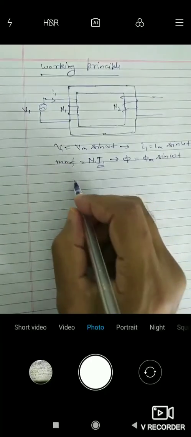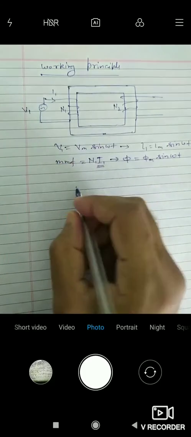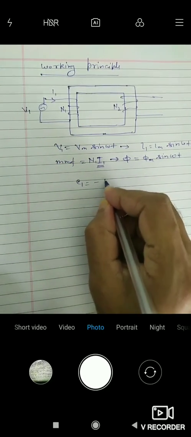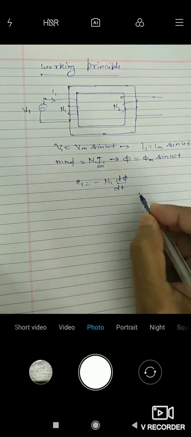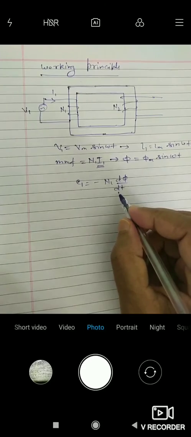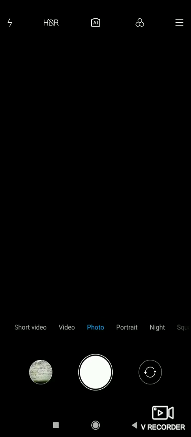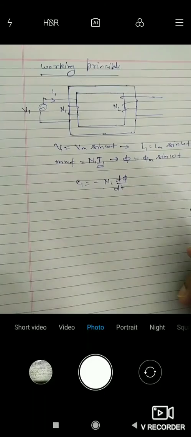So when alternating current is flowing, by Faraday's law of electromagnetic induction, an EMF E1 will be induced in the primary winding, that is given by minus N1 d phi by dt. So EMF is induced in the primary winding, and the minus sign shows that this EMF is going to oppose the supply voltage directly.